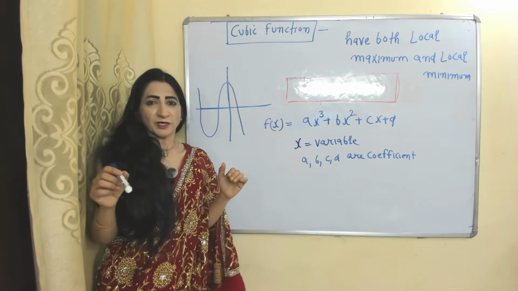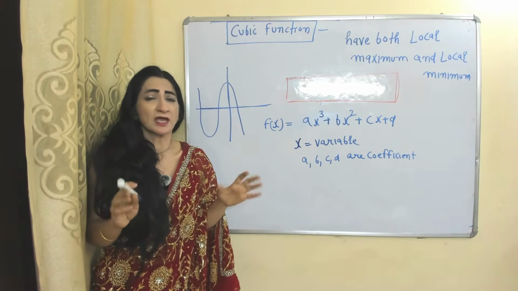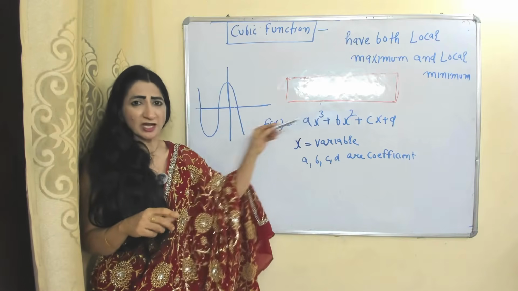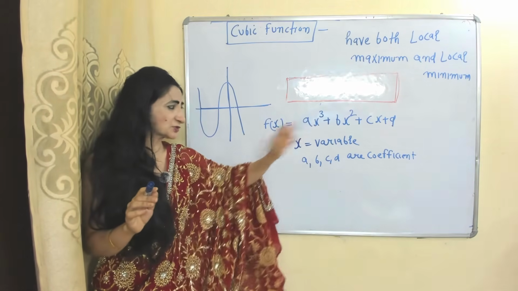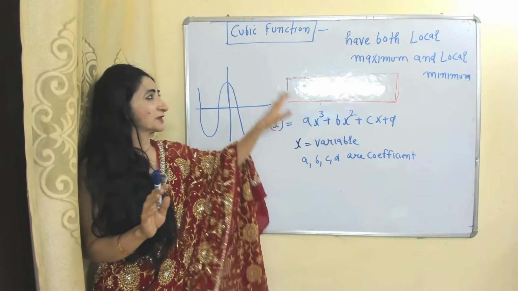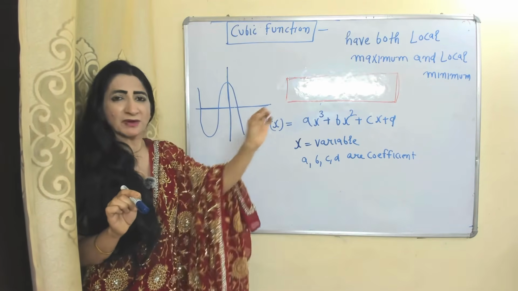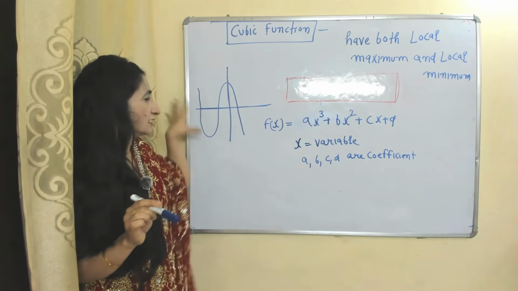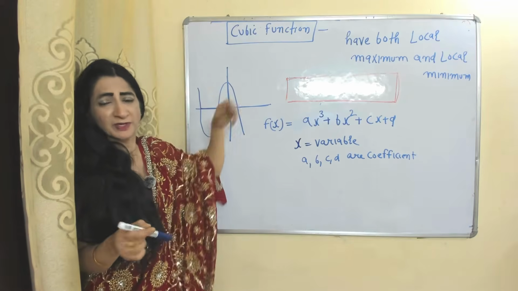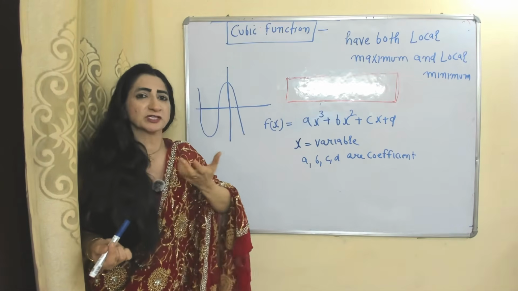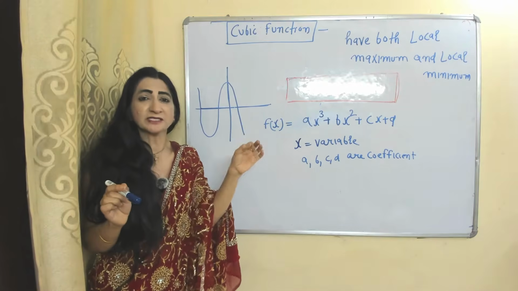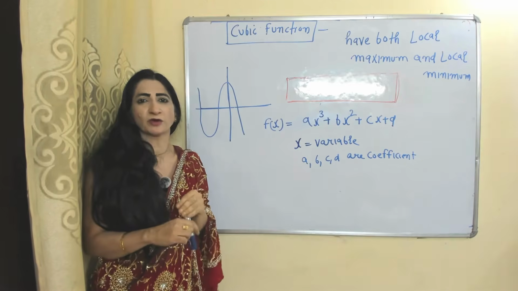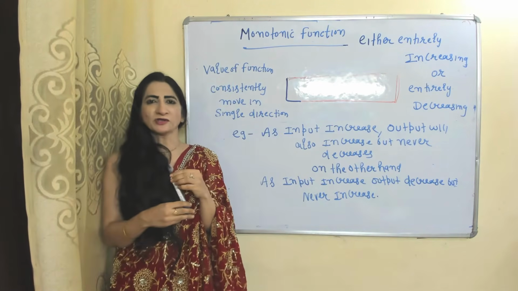Cubic function, where the variable has highest power 3, will be called a cubic function. Here you can see the variable x has highest power 3. X is the variable, a, b, c, d are coefficients. A cubic function has both a local maximum and minimum. This is the minimum point and this is the maximum point, and this diagram belongs to a cubic function. We use a cubic function in economics to explain business cycles. As we know, the peak is the maximum point of economic activities and the trough, or you can say depression, is the minimum point of economic activities. Monotonic function.